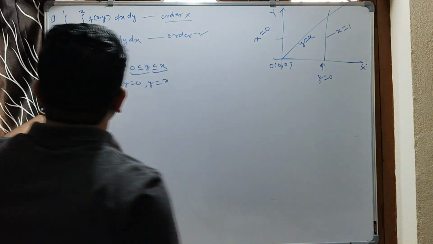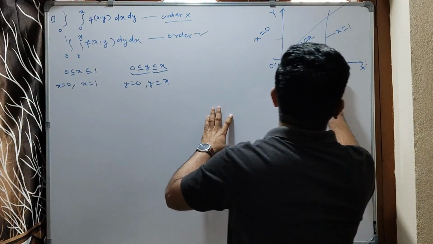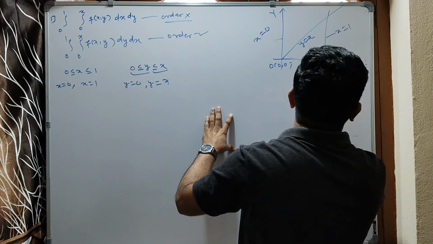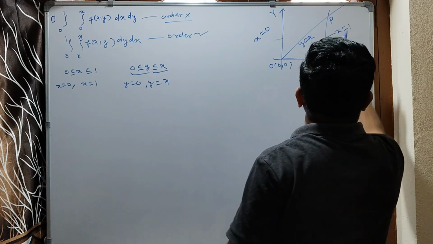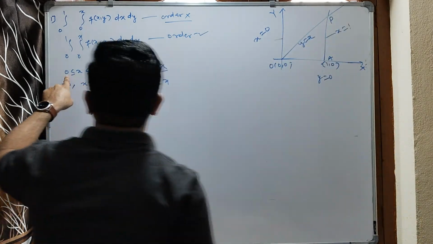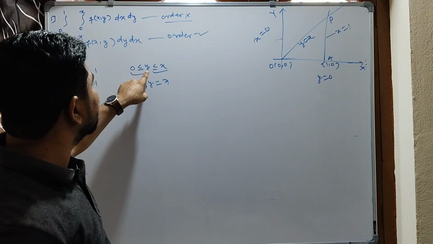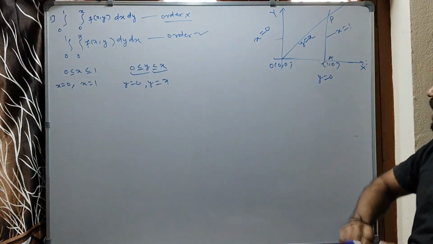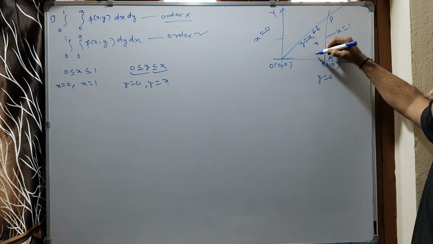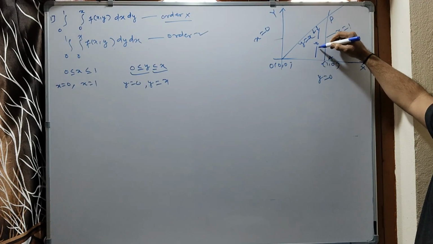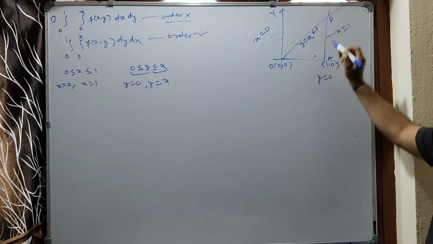Now just observe one thing: the value of x is in the closed interval 0 to 1. Let's say this is the coordinate (1, 0), and let's name the points O, A, P. So this is the region of my integration. Here 0 is less than or equal to x, which is less than or equal to 1, along the x axis. Along the y axis, the value of y is greater than or equal to 0 and less than or equal to x. So this region of integration is the triangle OAP.